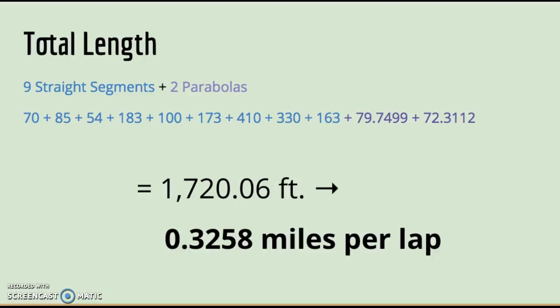So, as this path consists of 9 straight segments and 2 curves, I added all of these components together, and I got 1,720.06 feet per lap. As my original problem is in miles, I needed to convert this length to miles. So I divided 1,720.06 by 5,280, as there are 5,280 feet in a mile, and I got 0.3258 miles per lap.